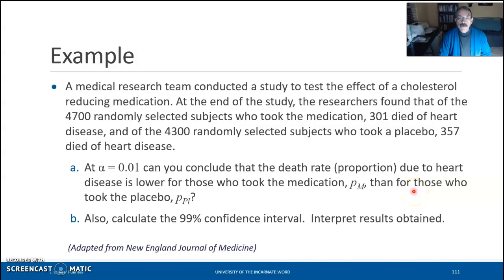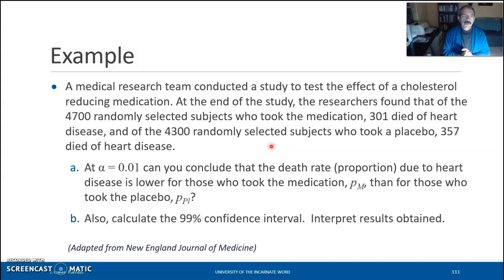This is part 12 of the Module 9 lecture, and this is the last part, where we're going to talk about a specific example where we compare the proportions of two independent populations. This is the example we started this section with. This is where a medical research team conducted a study to see the effectiveness of a cholesterol-reducing medication.